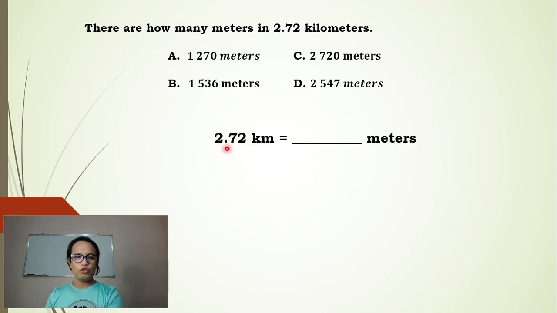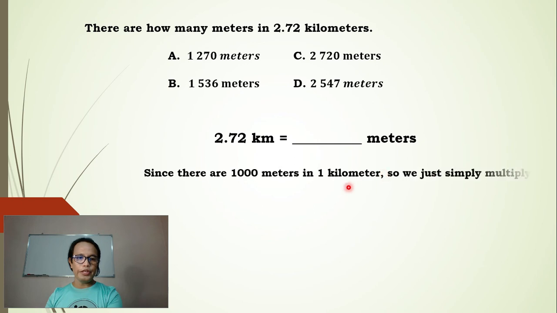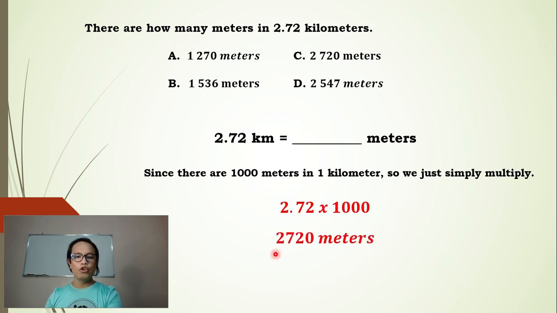That is, 2.72 kilometers is equal to how many meters? For the ratio, since there are 1,000 meters in 1 kilometer, we just simply multiply 2.72 kilometers times 1,000 in meters. So therefore, this is equal to 2,720 meters. So our correct answer is letter C.